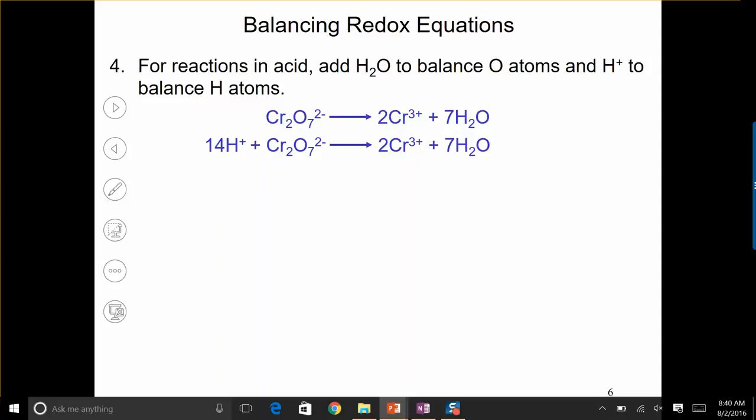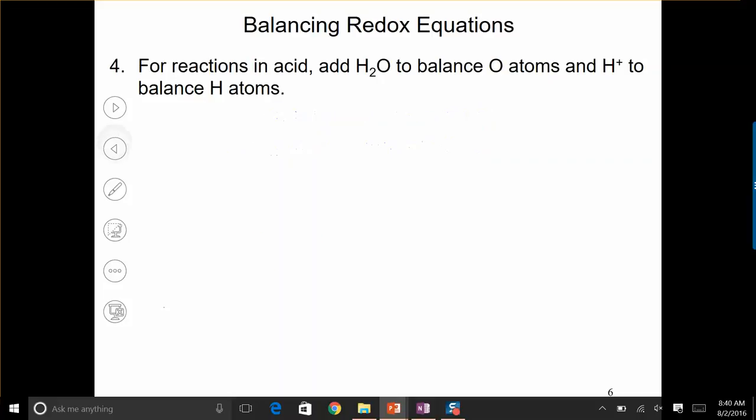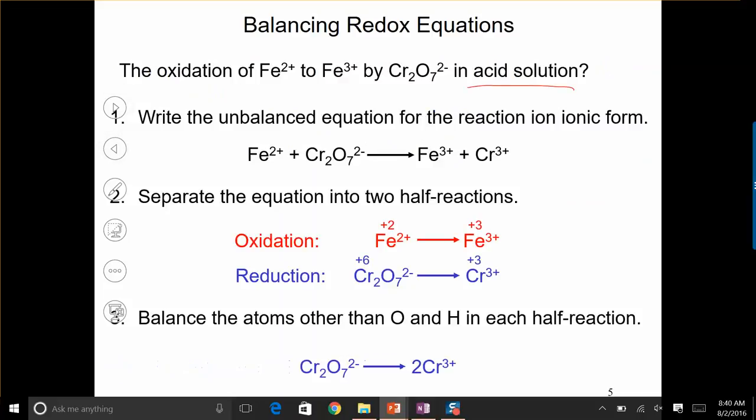What do you mean? On the last two to one? Yeah, it was like step three. Balance the atoms other than oxygen and hydrogen. Oh, okay, so they're just saying balance the chromiums here. But I can't balance the oxygens yet, right? So I just balance everything else first. So I have two chromiums, I balance those. And then that'll tell me how many oxygens I need to add.